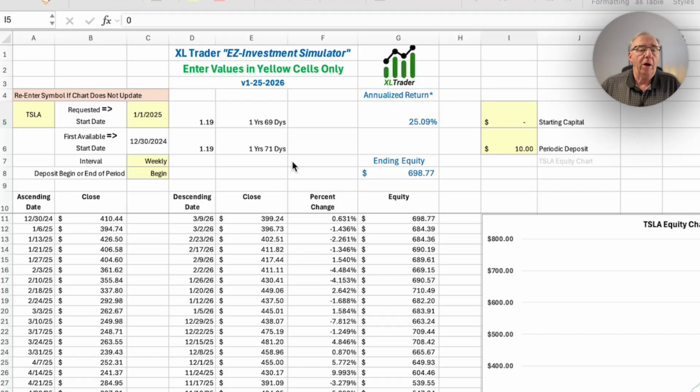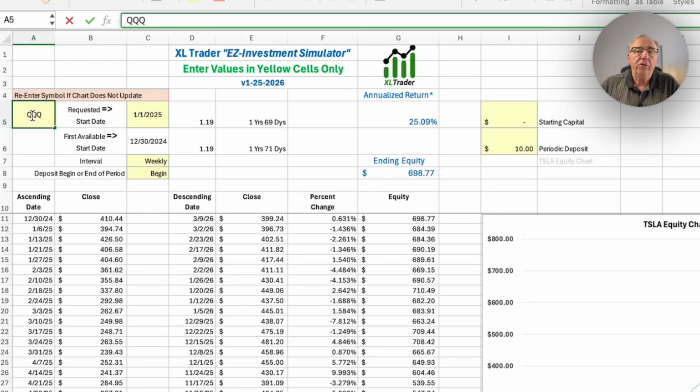It's set up for a prior experiment of mine for Tesla. Let's change this to QQQ. And QQQ is an ETF that represents the Nasdaq-100. So when you invest in QQQ, you're effectively investing in the entire Nasdaq-100. It's a powerful ETF that gives you great returns over an established period of time.